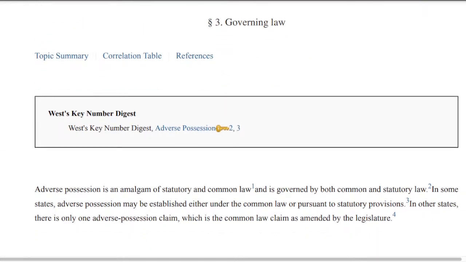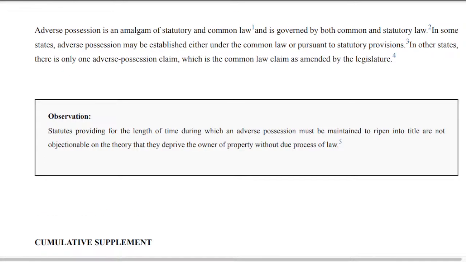Governing law. Section 3. Adverse possession is an amalgam of statutory and common law, and is governed by both common and statutory law. In some states, adverse possession may be established either under the common law or pursuant to statutory provisions. In other states, there is only one adverse possession claim, which is the common law claim as amended by the legislature. So, an interesting thing here. These claims, we're making a claim to a title. The common law claim to the title is usually the equitable claim.